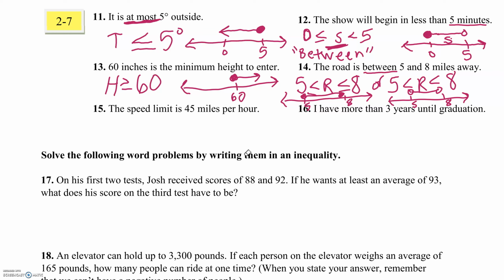Number 15 has the word limit in it, and that tells us there's some kind of boundary or inequality. So the speed limit is 45 miles per hour. So that means our speed, I'm going to use S for speed, should be less than or equal to 45 miles per hour. But again, kind of like number 12, if you remember that from the last video, we cannot have a negative speed unless we're going backwards in time, which I'm not doing.